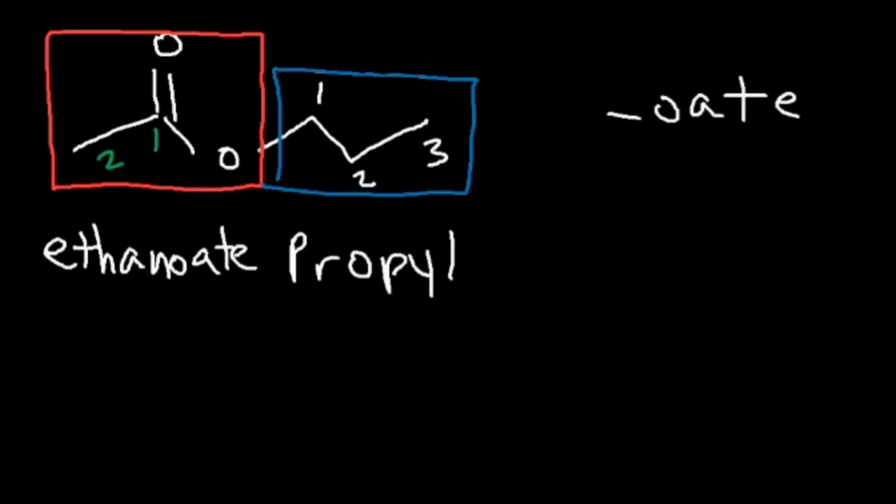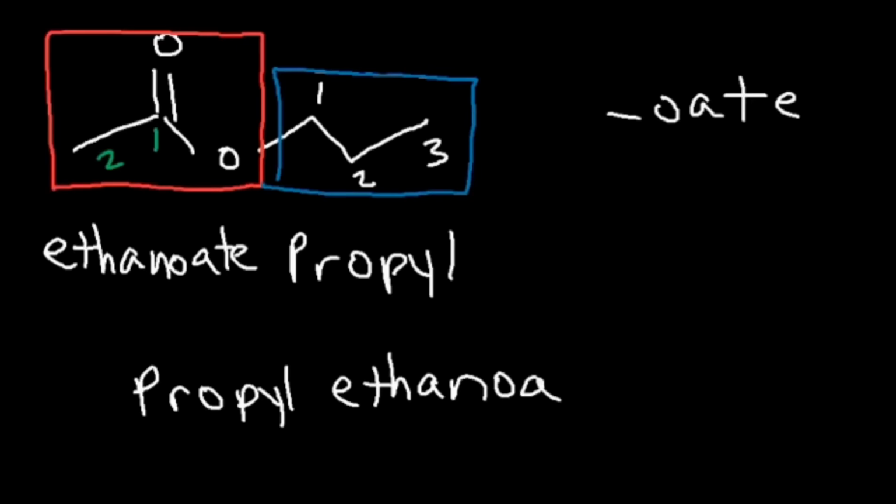Now, when we put it together, the ethanoate should come at the end. So to name it, it's called propyl ethanoate. This is the IUPAC name. Or you can say propyl ethanoate. The common name for this is propyl acetate.